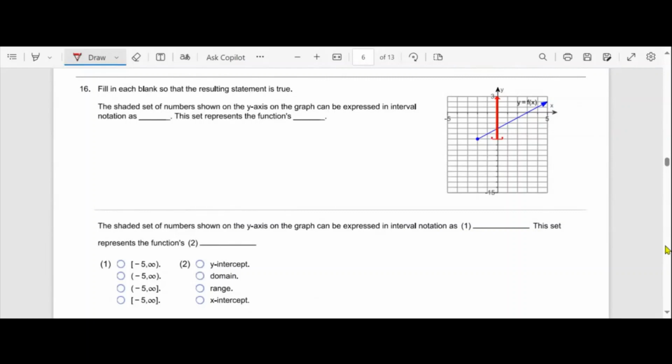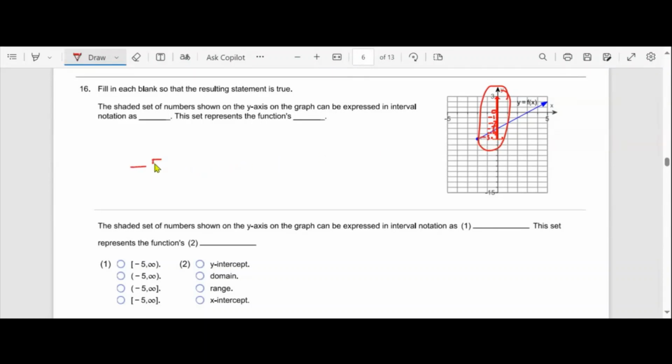Fill in each blank so that the resulting statement is true. The shaded set of numbers shown on the y-axis on the graph can be expressed in interval notation as 3. We're looking at the vertical line, right? The y-axis. Yes. Okay, so from where to where? Let's count. Here is 0, right? Yes. -1, -2, -3, -4, -5.